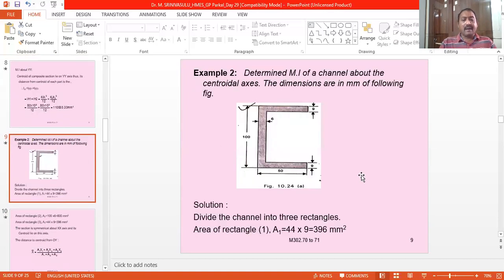Now this is the next problem. This is a problem on a C section.